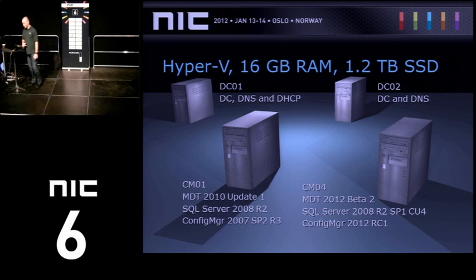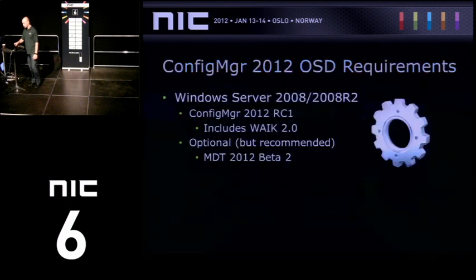The main ConfigMgr server is CM04. CM01 is just a 2007 server that I'm going to use for migration demos and such, but that's not for today. So CM04 and the domain controllers is what we will be using. And as you can see, I'm running RC1 of ConfigMgr. I'm running on SQL 2008 R2 SP1 CU4, which is the minimal requirement if you want to run R2. If you run 2008 SP2, you need to have at least CU6, cumulative update 6, in order to run it.